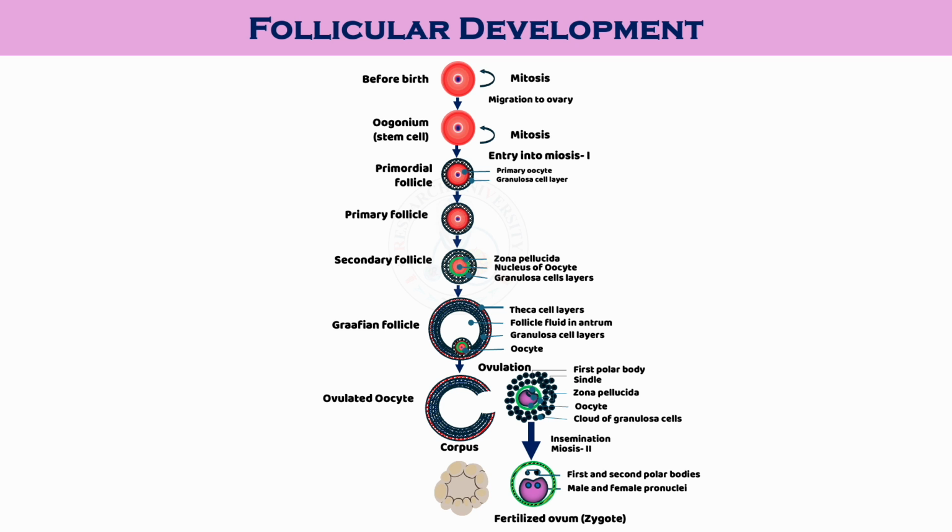Then the mature oocyte is released into the fallopian tube and is ready for fertilization. If fertilization occurs, the zygote forms, marking the beginning of embryogenesis. This journey from the primordial germ cells to zygote formation represents the enhancement of human reproduction, promising new life and the continuation of the species.